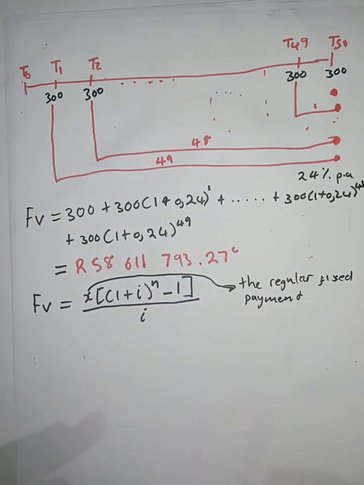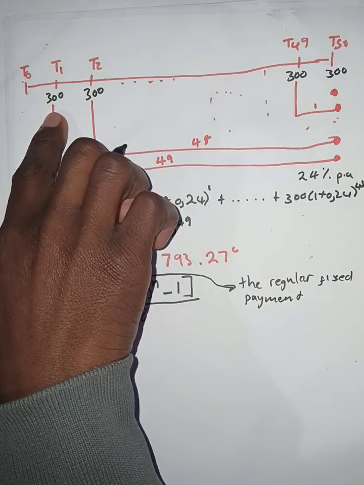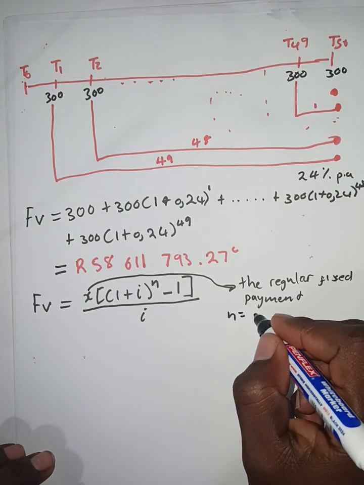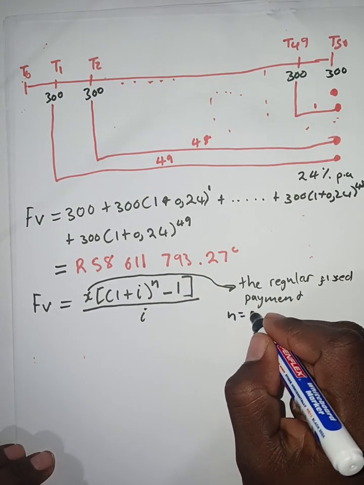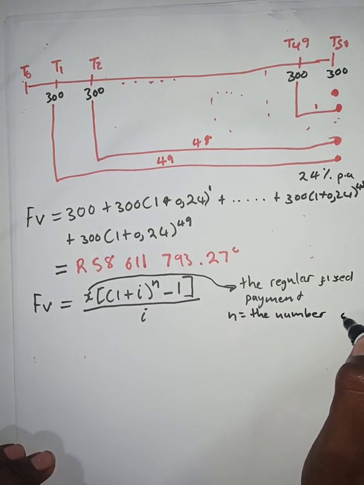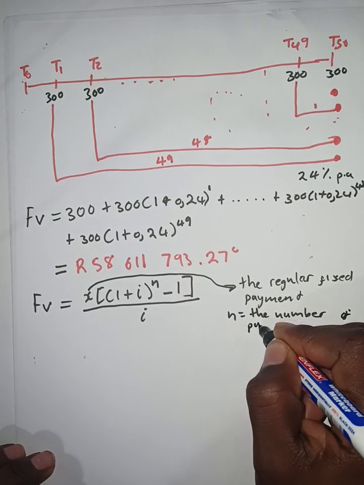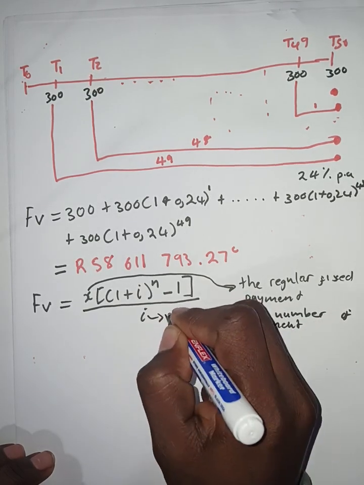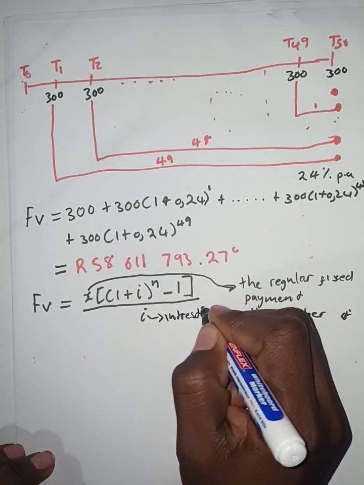So it must be fixed. So in this case, it was the 300. And N in this case stands for the number of payments that we made. And of course, I in this case stands for the interest rate.